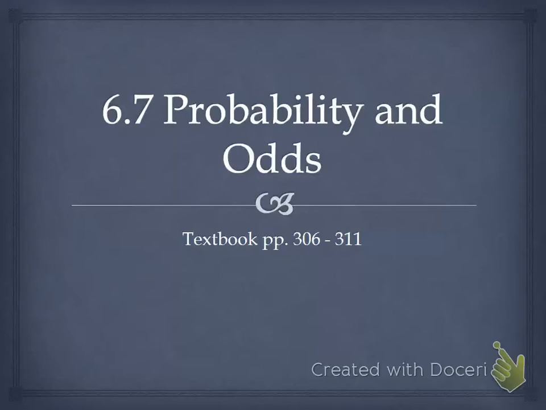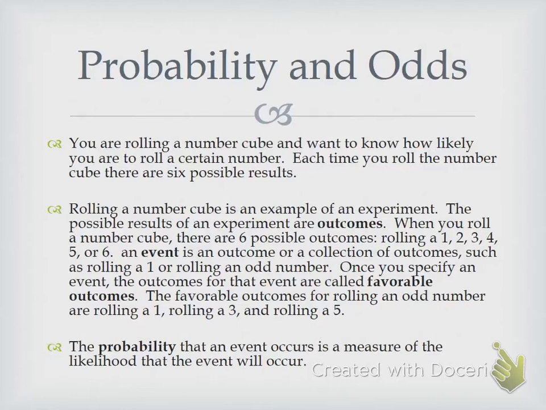All right, 6.7, probability and odds. First thing I want to talk about is just, what are some of the general terms, all right? You don't have to write all of this down. We're going to read some of these here in a minute. I just want you to look at a few of these terms here.